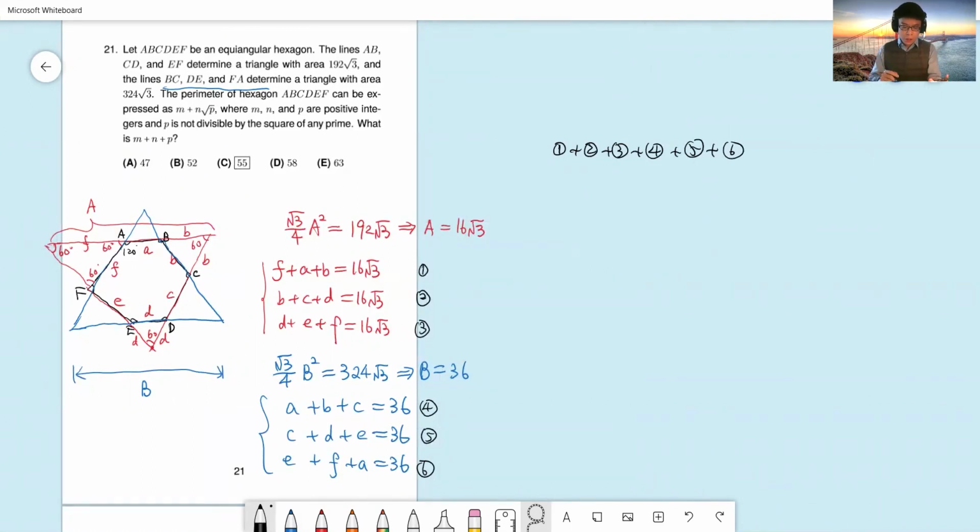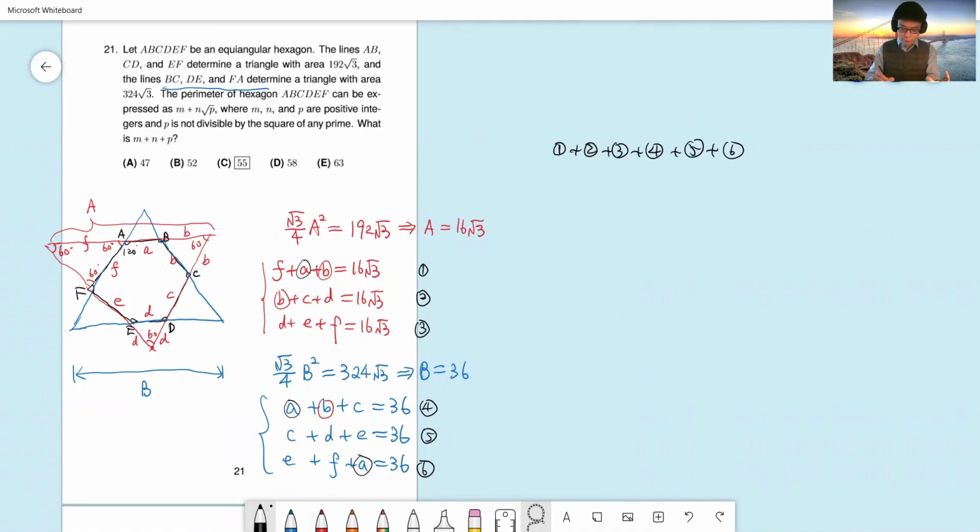And we find that each side appears 3 times. So for example, A appears 3 times. In the first system, it appears once. In the second system, it appears twice. And for example B, in the first system, it appears twice. In the second system, it appears once. So each side appears 3 times.